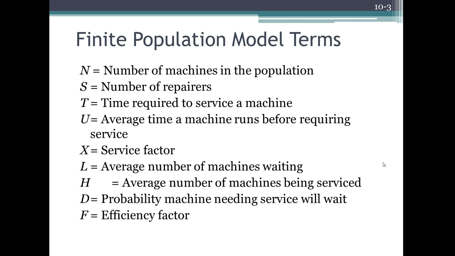So in order for us to use this model, we need to understand some terms. N is the number of machines, in our case 4. S is the number of repairers, we have 1 or 2. T is the time required to service a machine, or 7.5 minutes. U is the average time a machine runs before requiring service, or 60 minutes. X, service factor. L, the average number of machines waiting. H, the average number of machines being serviced. And D, the probability a machine needing service will wait. And F, the efficiency factor. All of those will be calculated, and I'll show you how to do that in a minute.